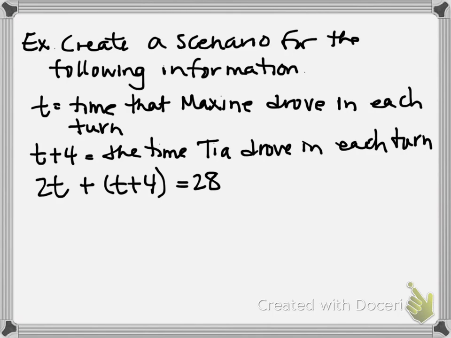By the way, notice that if you're using T, I tend to do it more like italic so it doesn't look like a plus sign. Some people would just go to capital T as well, and most people wouldn't choose T, that way you wouldn't have issues. So T is the time that Maxine drove in each turn. T plus 4 is the time Tia drove in each turn. And the equation we want to get from our scenario is 2T plus the quantity T plus 4 equals 28. So what does 2T represent?